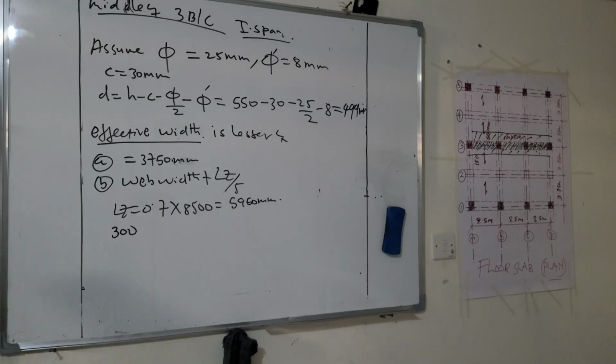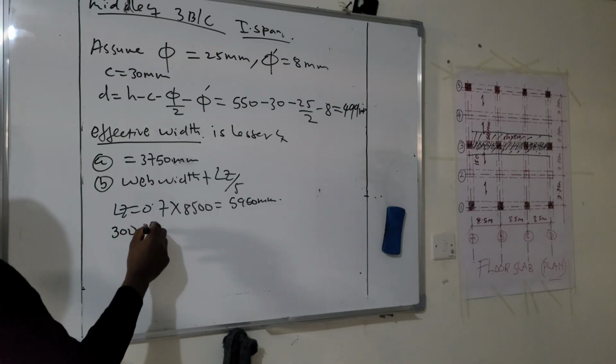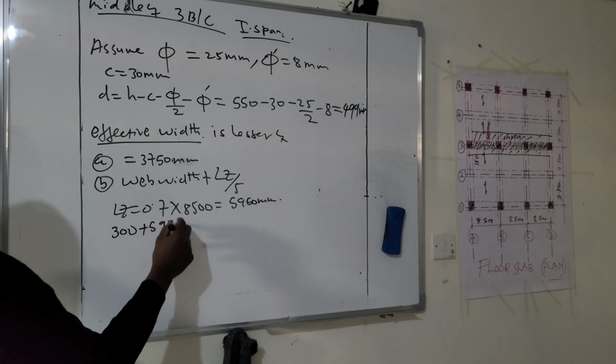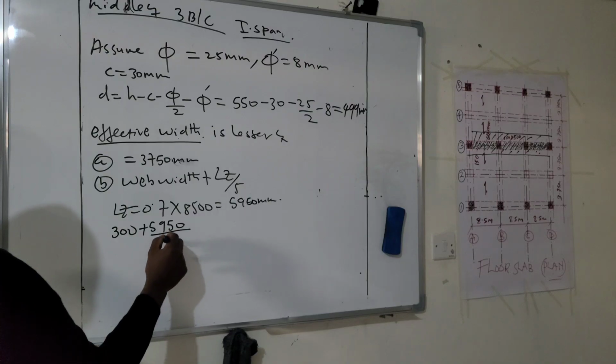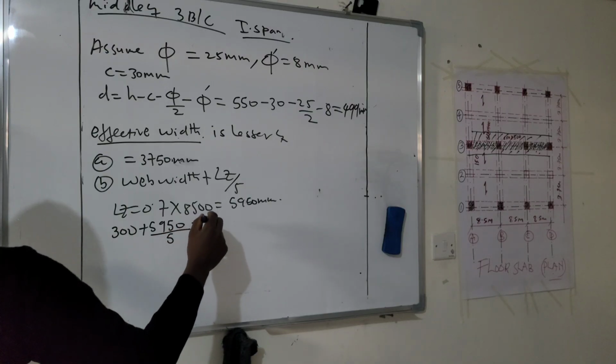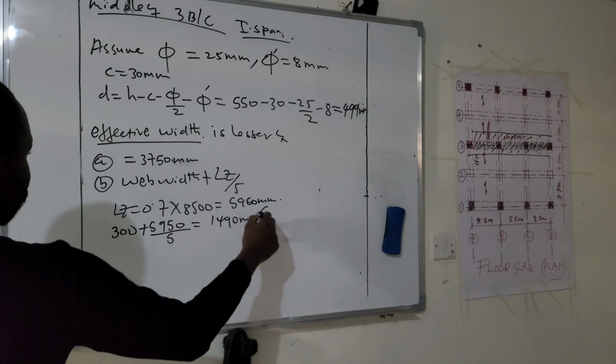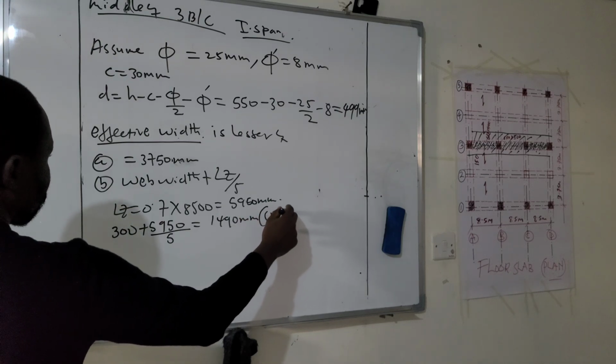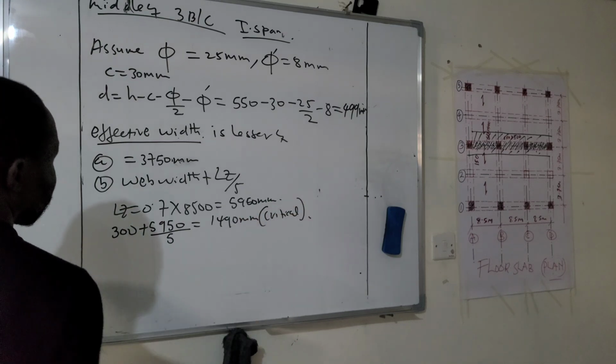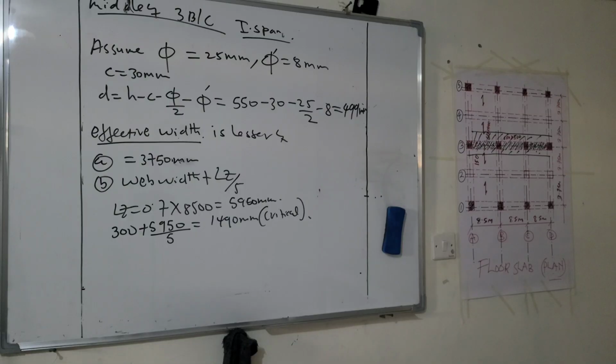So this one is equal to 300, which is the web width, plus 5950 all over 5. So this one is equal to 1490 millimeters. So this one is the critical. It remains the same for the first span, or for the end span we calculated earlier in this question.